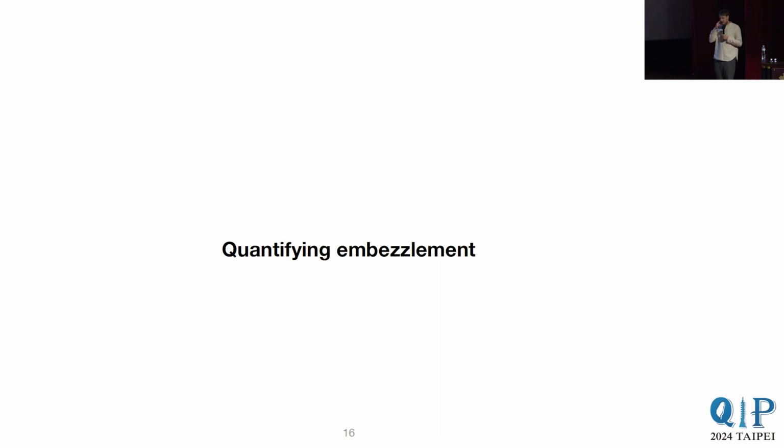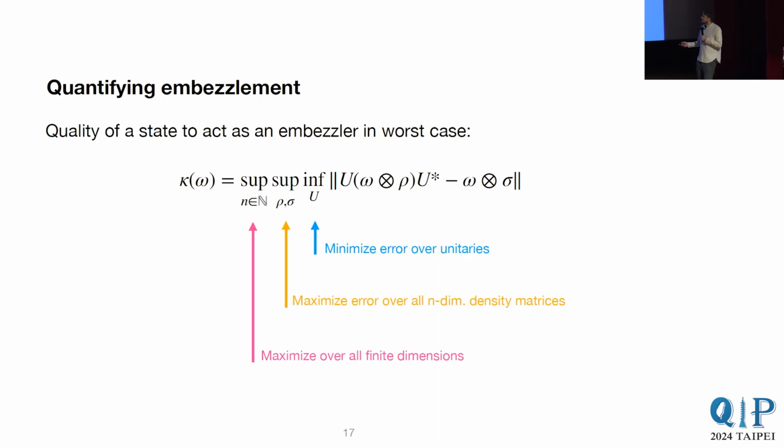Okay, now if you have an operational task and you want to understand it, it's often useful to make it quantitative, to introduce a quantifier for the task that you have. So we also want to do that, and we want to quantify embezzlement, and this will be quite crucial for the remainder. So what we do is we introduce this quantifier of embezzlement.